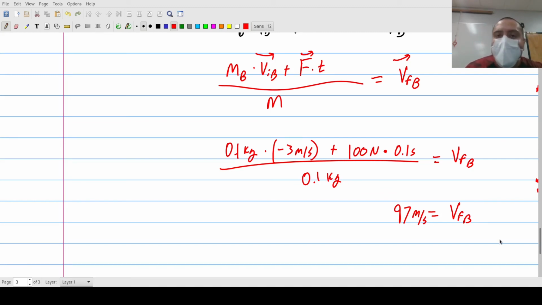So that's really all there is to it as far as momentum goes. Remember, be careful of your directions. If you're working in 2 dimensions, you're going to have to break it into components in the x and y and solve them separately. Be careful about that because sometimes you'll have to do that.